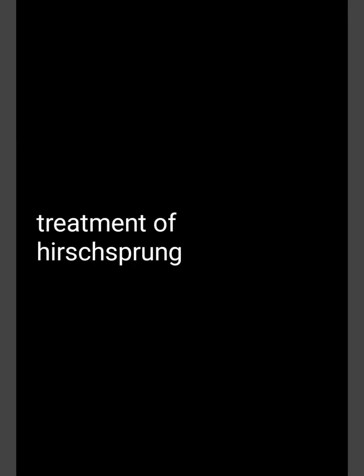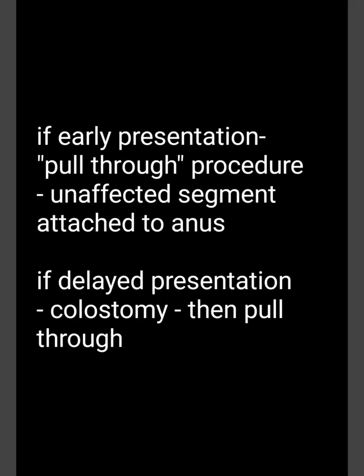Treatment of Hirschsprung. If early presentation, pull-through procedure, with the unaffected segment attached to the anus. If delayed presentation, colostomy, then pull-through.